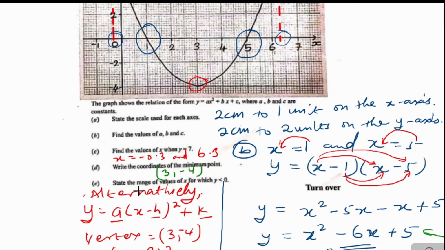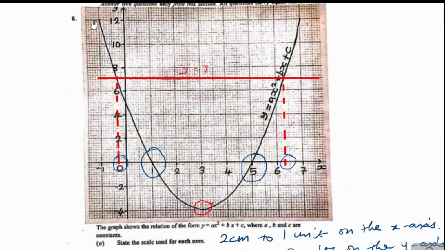State the range of values of x for which y is less than 0. You're looking at the graph. This graph begins from y equals 12 and keeps reducing as you go down. You see that y keeps reducing until you get to 1 here. Then y becomes less than 0. As we continue to trace any point from the 1 here, the value of y is negative, that means it is less than 0.